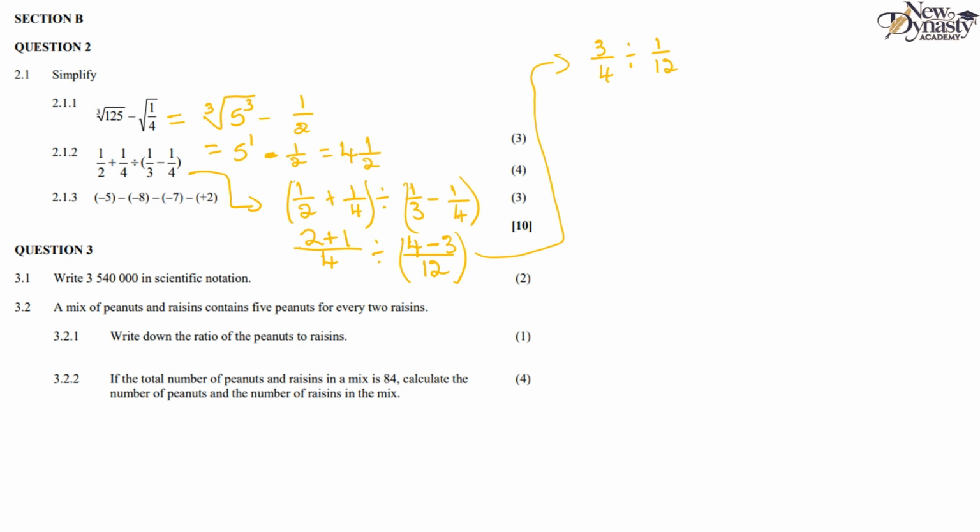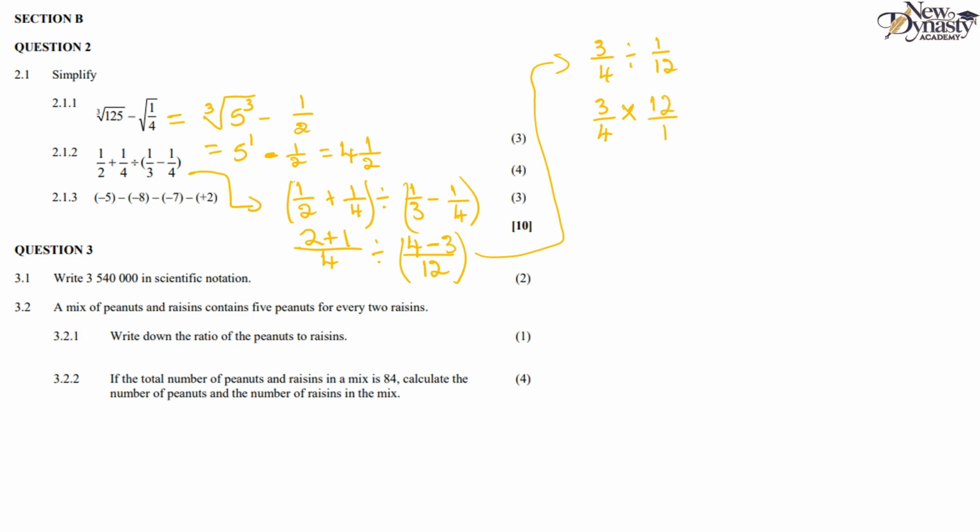And what I'll advise you here to do, grade 8, is first write your first fraction, then change the division sign into a multiplication sign. So you change the division sign, you write your multiplication sign, then you flip the fraction that you are dividing with, which is 1 over 12, then that is going to be 12 over 1.